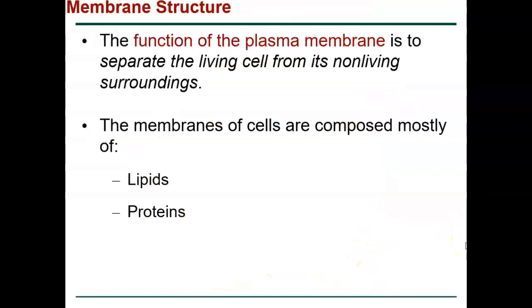So let's start talking a little bit about the plasma membrane first. Now, a reminder, the plasma membrane is in both eukaryotic and prokaryotic cells. So your next question on your study guide, briefly describe the function of the plasma membrane in cells. So it's basically to separate the cell from its non-living environment. So it just separates the living from the non-living.